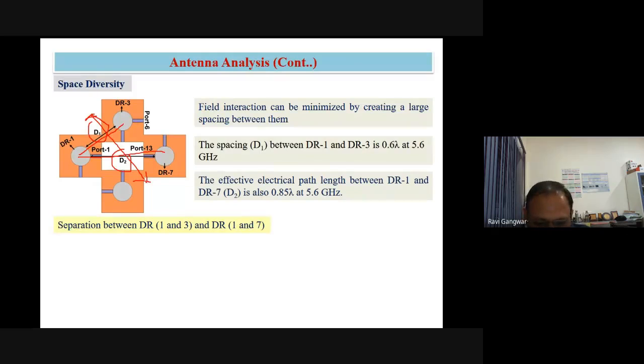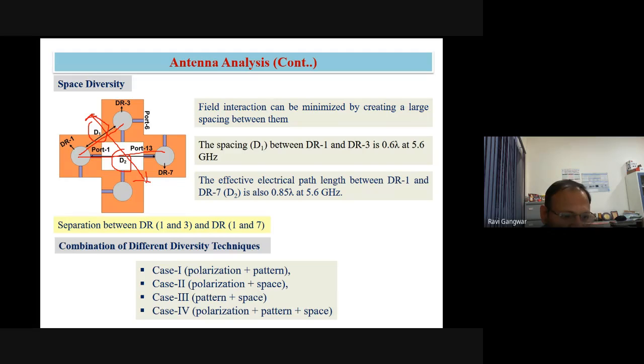So now you can see that I have created the pattern diversity, the polarization diversity, and the space diversity. All three diversities are available here. And now I am going to analyze all the antenna elements with respect to each other, and see what different diversity techniques, except these three, we are able to generate.